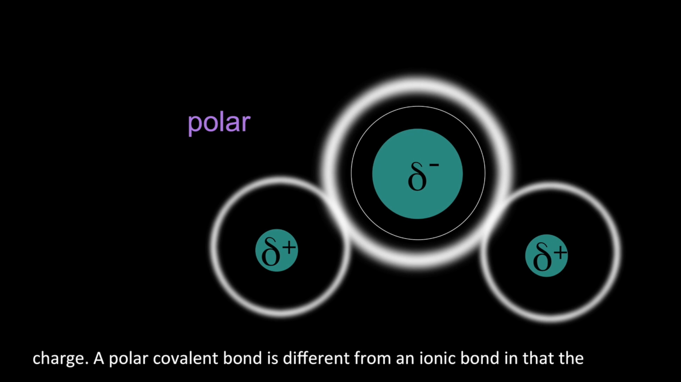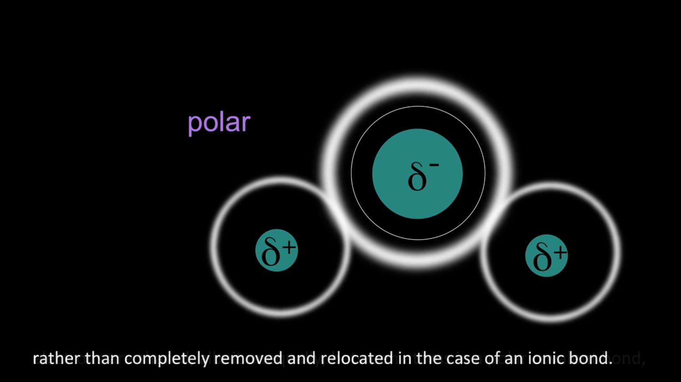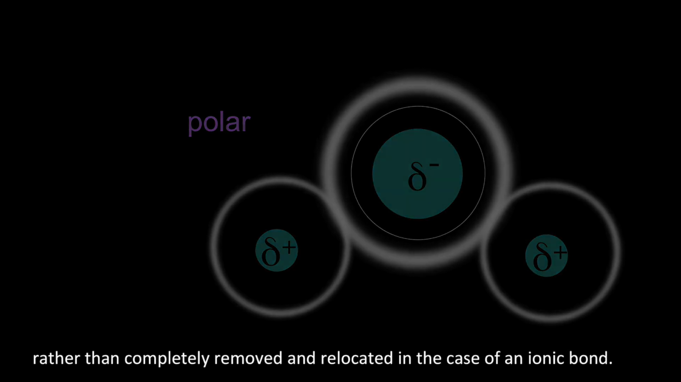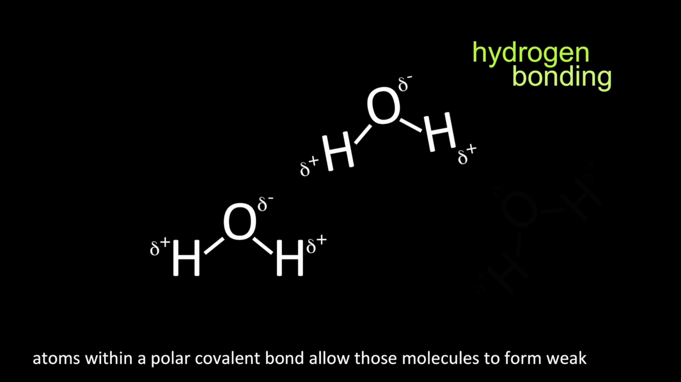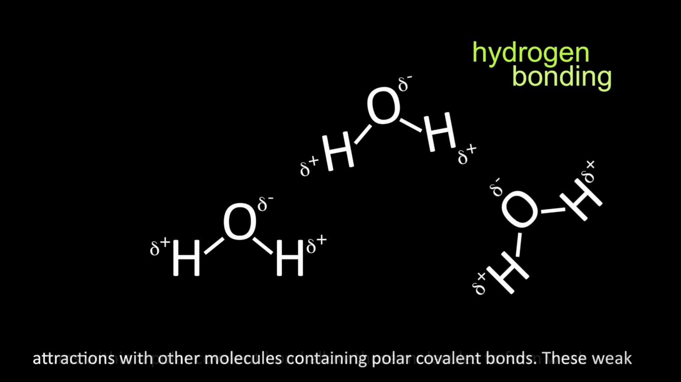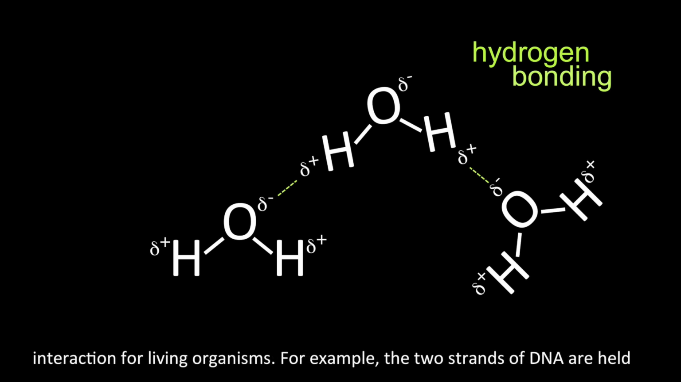A polar covalent bond is different from an ionic bond in that the electrons are shared, albeit unequally, between atoms in a covalent bond, rather than completely removed and relocated in the case of an ionic bond. Polar covalent bonds within a molecule are responsible for hydrogen bonding between molecules such as water. The polarity caused by the partial charges in atoms within a polar covalent bond allow those molecules to form weak attractions with other molecules containing polar covalent bonds. These weak attractions are known as hydrogen bonding, which is an important chemical interaction for living organisms.